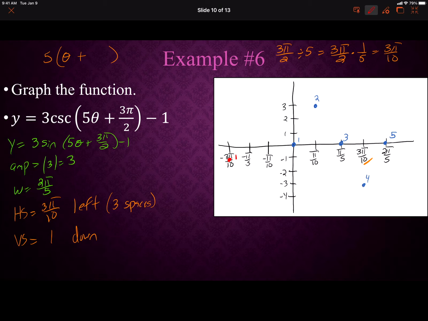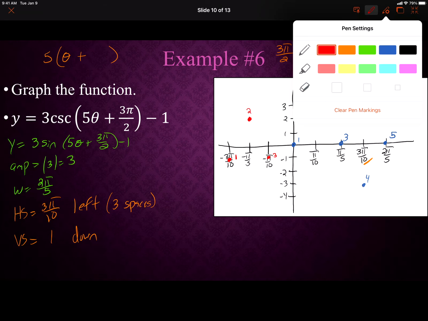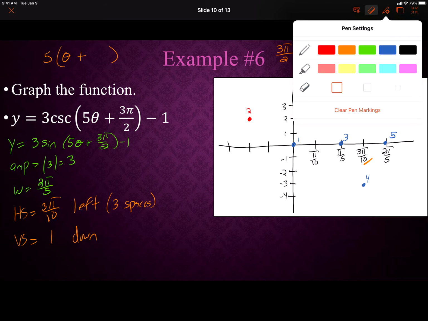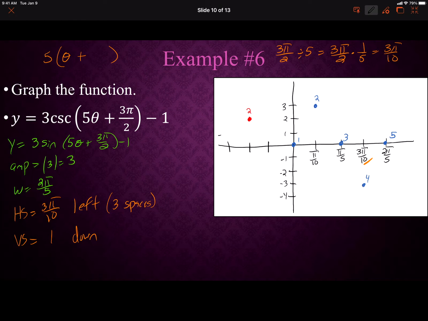Point 2, 3 spaces left, 1 space down, is going to go here. Point 3, 3 spaces left, 1 space down, is going to go right there. So if you want to write, actually, I'm kind of seeing I'm going to have a mess right there. I'm going to go ahead and fix where I'm putting those. I'm going to put the negative points above the x-axis, -3 pi over 10, negative pi over 5, negative pi over 10, just so they're not interfering with where I'm actually placing the dots for point 1, point 3.